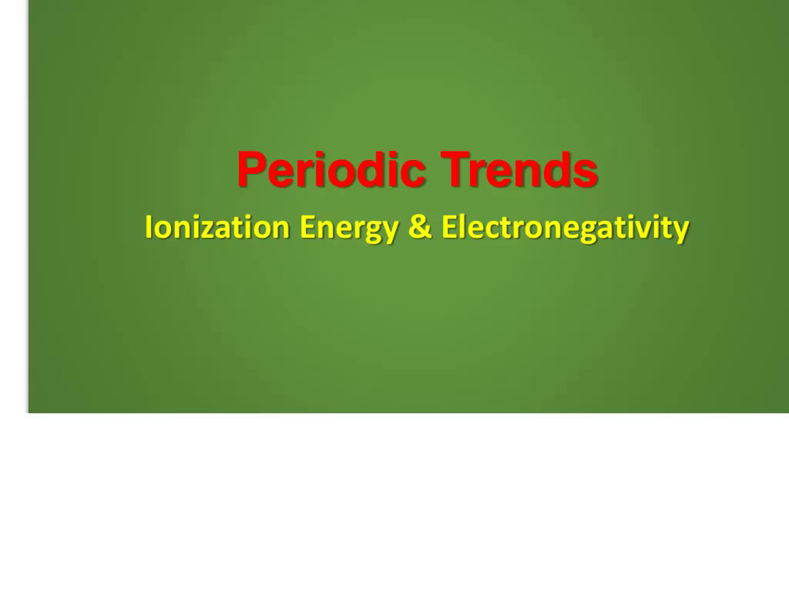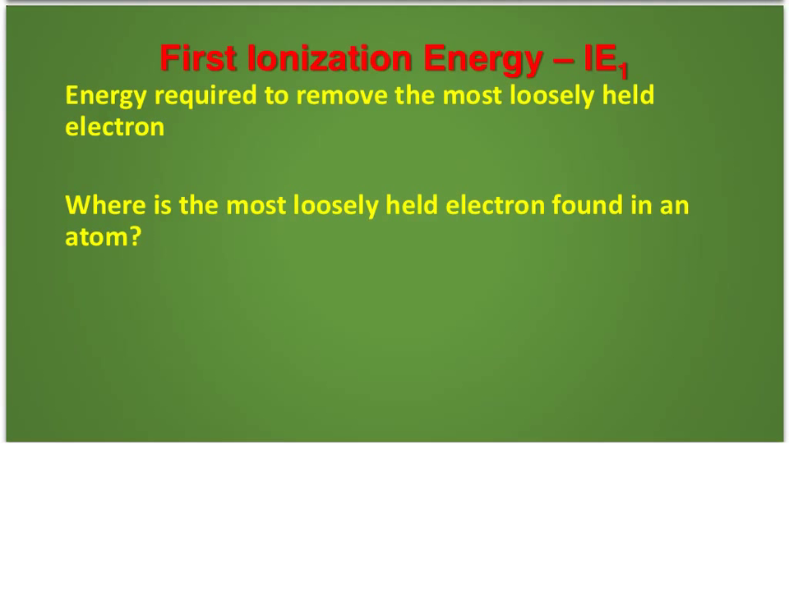We're going to be continuing periodic trends, and today we're going to be focusing on ionization energy, electronegativity, and we'll look at a bit of reactivity also. So we'll first start by looking at ionization energy. That is, how much energy does it take to remove the most loosely held electron? But where do we find the loosely held electrons?